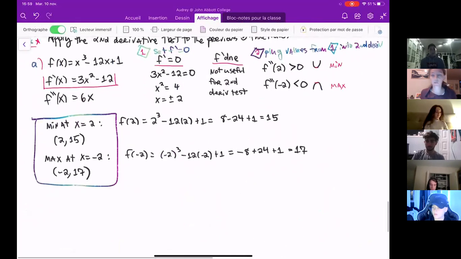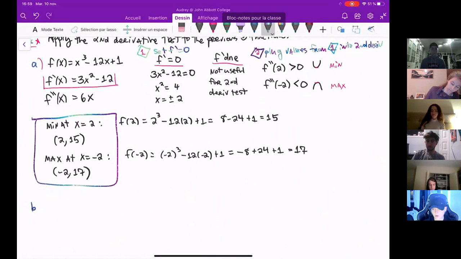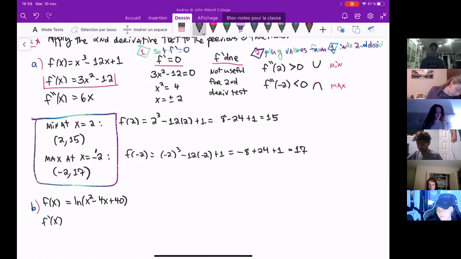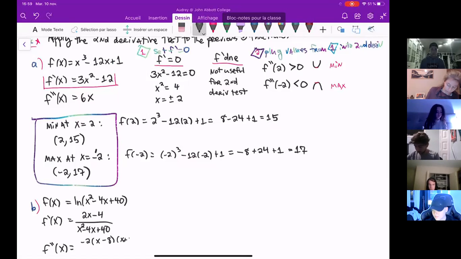So we're going to do the second derivative test on all of them just to get used to it. And then if we have time, we'll do a new problem where we start from scratch. Here I have f of x was equal to ln of x squared minus 4x plus 40. Then f prime of x was equal to 2x minus 4 over x squared minus 4x plus 40. And then f double prime of x was negative 2 times x minus 8 times x plus 4.